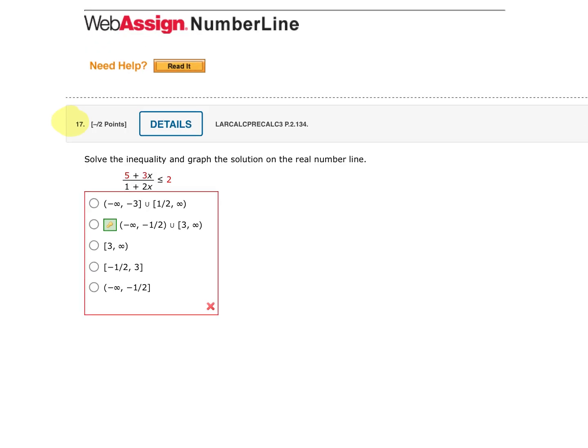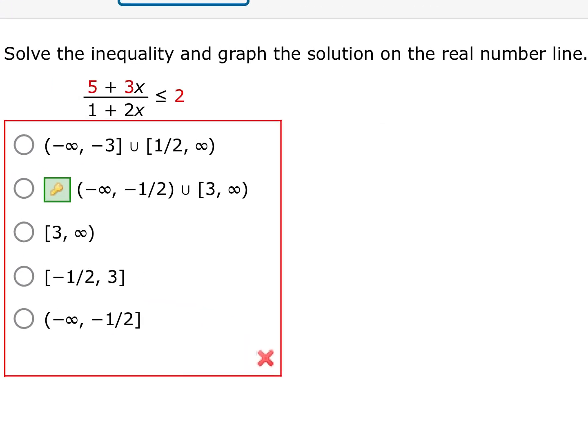So 17, we have a rational inequality. We always want to get our fraction to be either less than or equal to, greater than or equal to, whatever it may be, but 0 on the other side. So if we start with a fraction, we need the right side to be 0. So here I've got to move the 2 over and combine it together. So I'm going to subtract 2 on both sides.